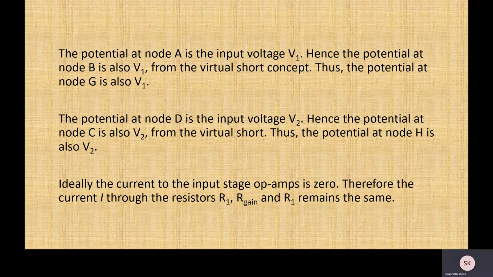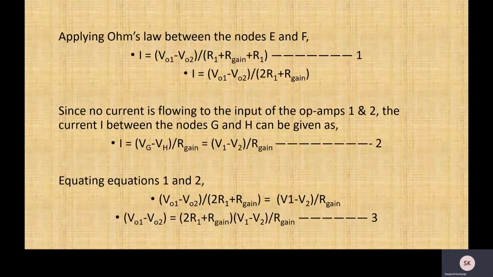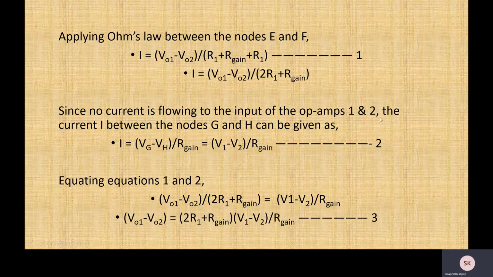Between the nodes E and F, we get I equal to VO1 minus VO2 divided by R1 plus R gain plus R1, which we can write as I equal to VO1 minus VO2 divided by 2R1 plus R gain. Since no current is flowing to the input of the op amps 1 and 2, the current I between the nodes G and H can be given as I equal to VG minus VH divided by R gain, that is V1 minus V2 divided by R gain. Equating equations 1 and 2, we get VO1 minus VO2 divided by 2R1 plus R gain equal to V1 minus V2 divided by R gain, that is VO1 minus VO2 is equal to 2R1 plus R gain into V1 minus V2 divided by R gain.